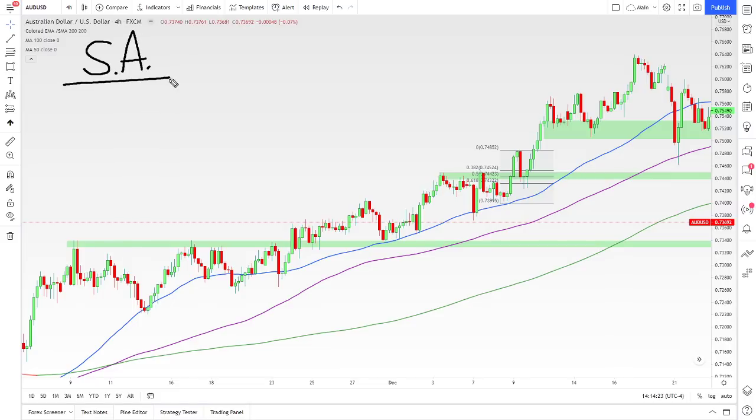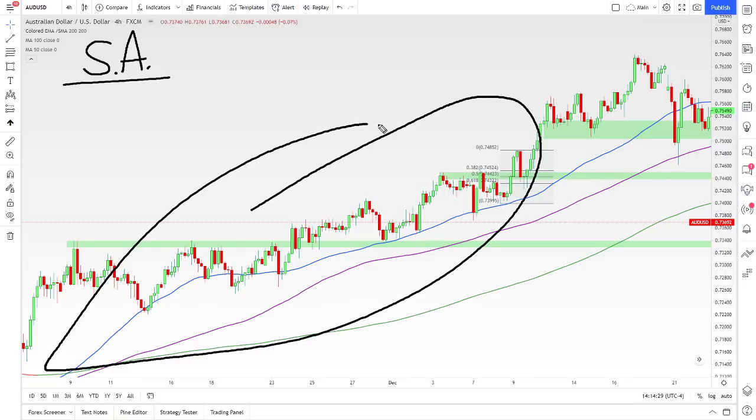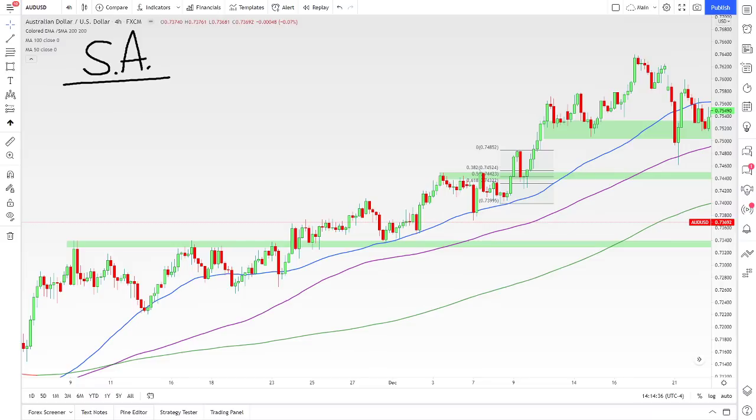And finally, the sentiment analysis is going to be the last component that I look for when taking trades in my own personal trading. What I mean by sentiment analysis is that if we're looking at this chart, what is everybody else thinking? And more specifically, what are the retail traders doing? What is retail doing? And what are, we'll call them, institutional traders?